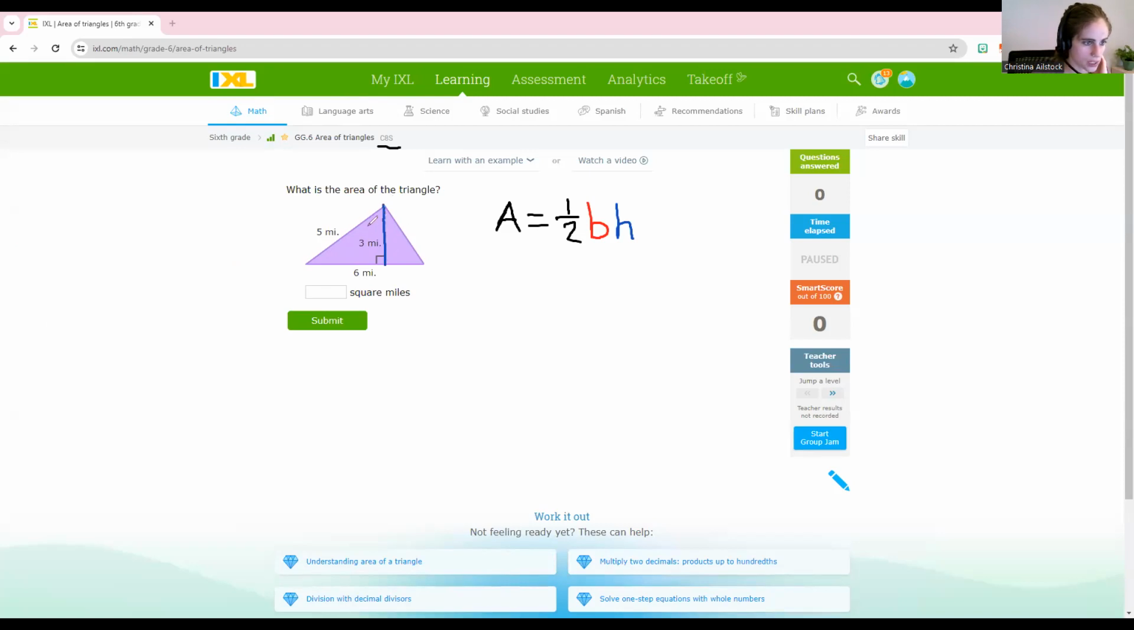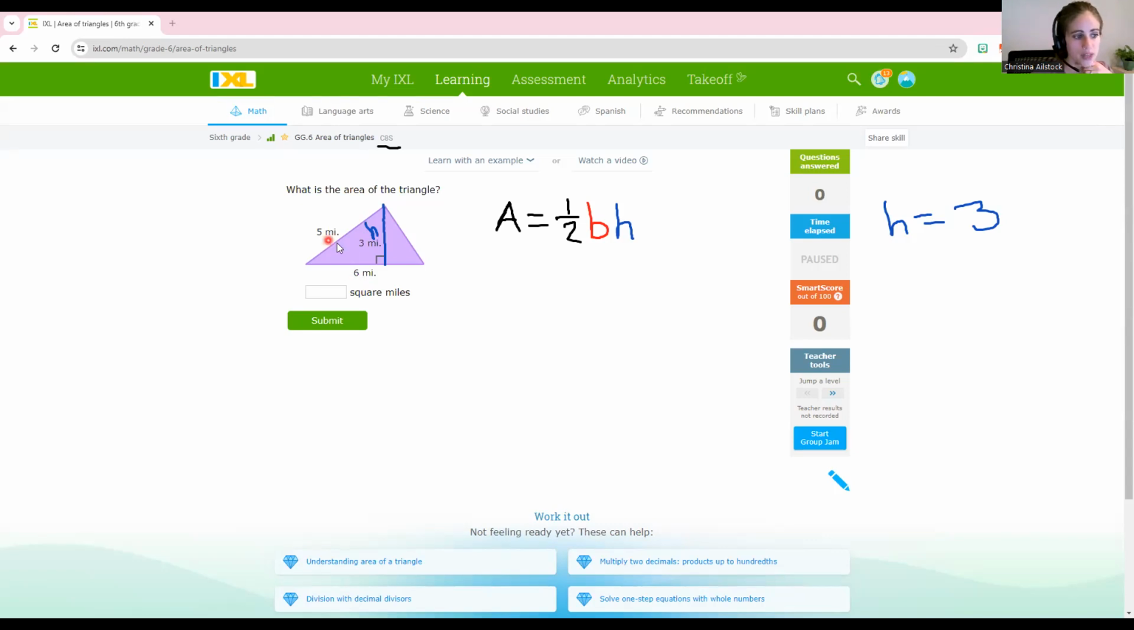I can tell that I have a height of 3. So 3 is my H. 3 is my height. And I'll write it off to the side here as well. H is 3. But I got 2 other numbers here, 5 and 6. Which one would be the base? Well, it's typically going to be a horizontal line, but your triangle could be turned, and so it could be vertical or whatever.